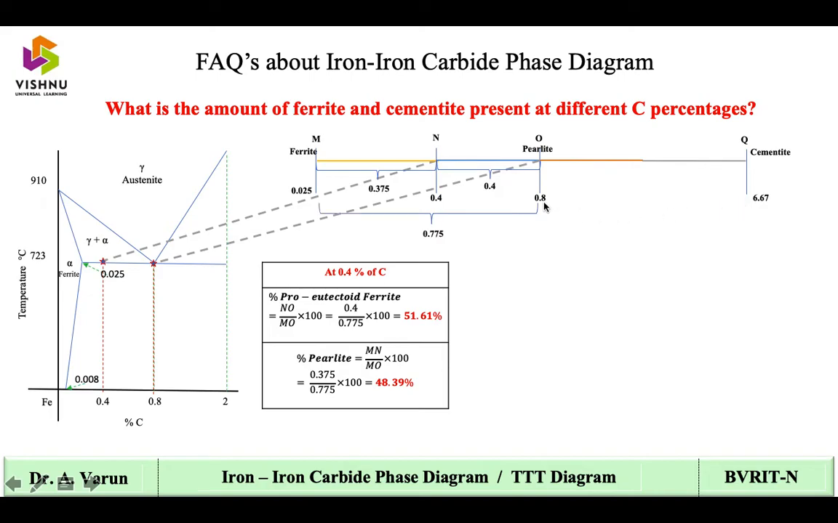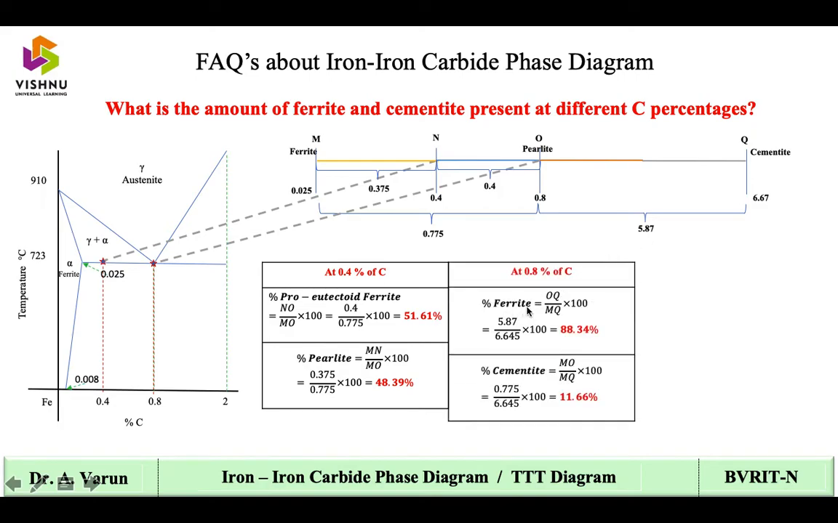So again, the difference between 0.8 minus 0.025 is nothing but 0.775% of carbon. And here for the cementite, we get 6.67% of carbon minus 0.8, which is 5.87% of carbon. So this is very similar. So the percentage of ferrite is OQ.